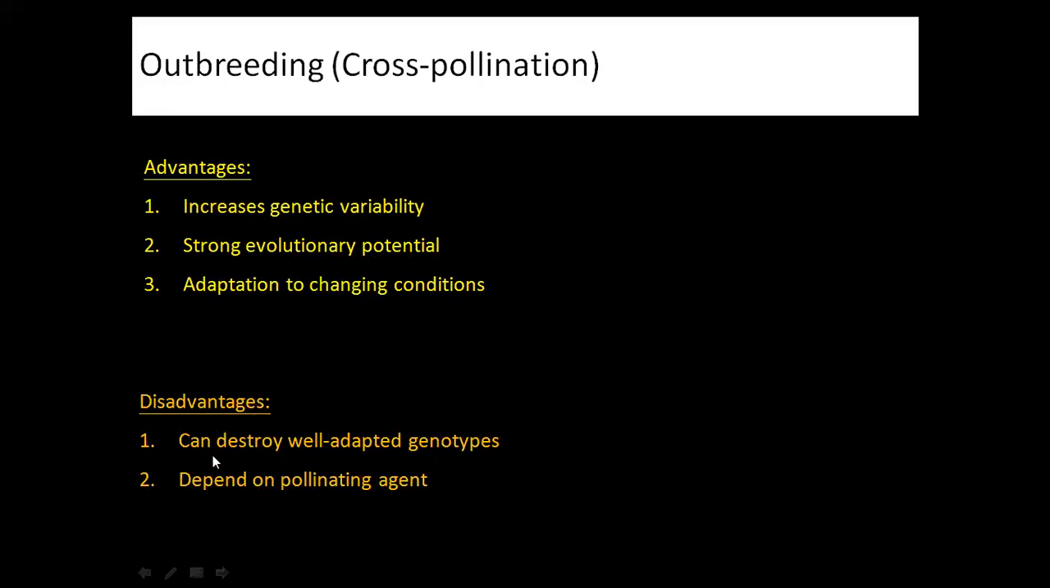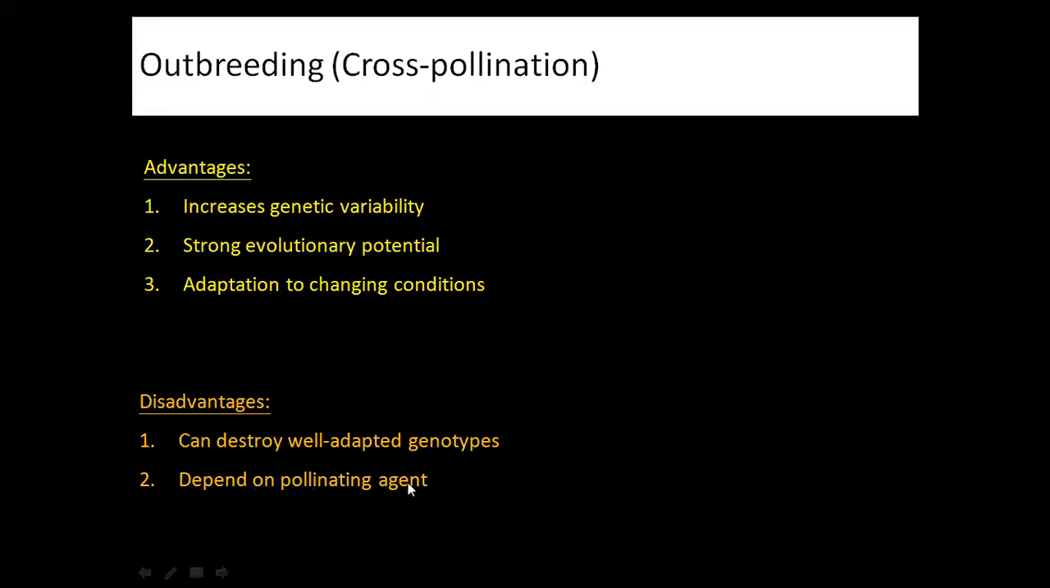Disadvantage: it can destroy a well adapted genotype. It is also possible that if the parent has good characters, a well adapted genotype, that may be destroyed as a result of genetic variability. So this is one of the disadvantages of cross pollination.